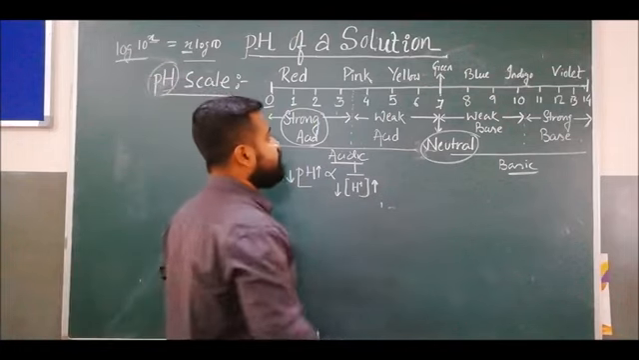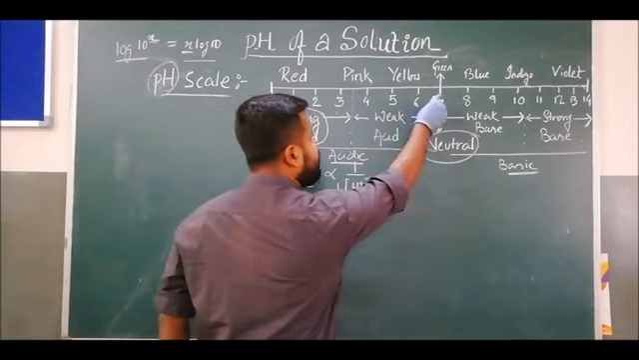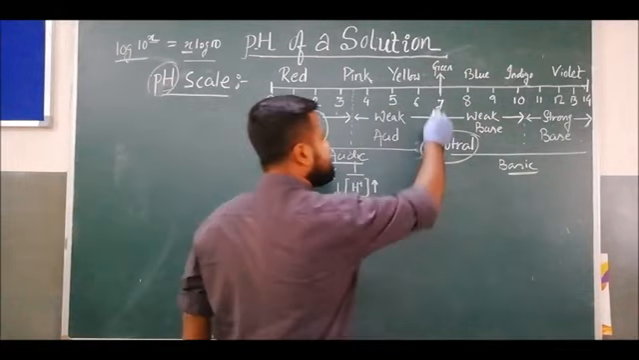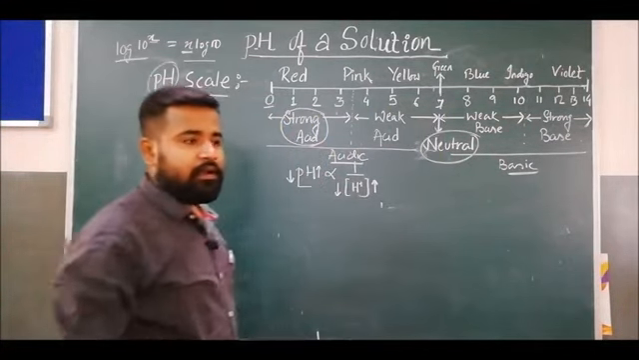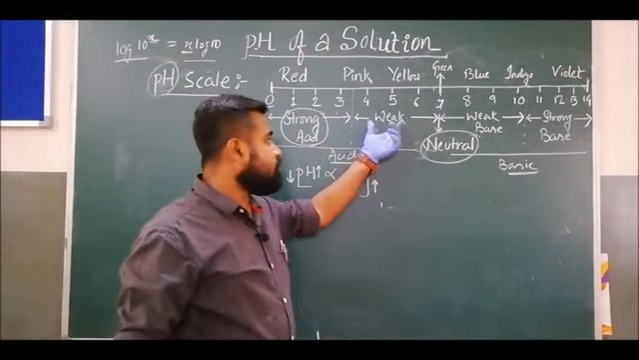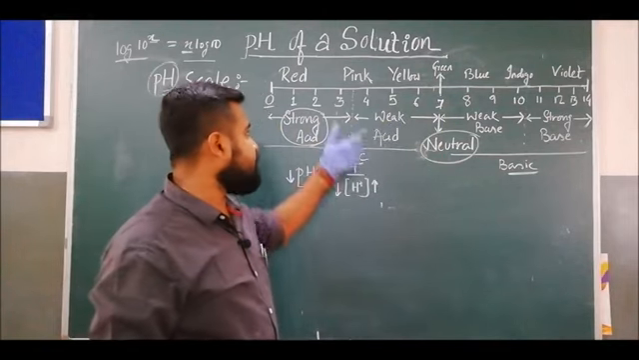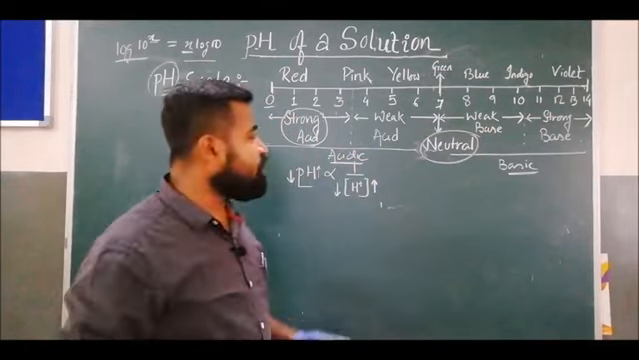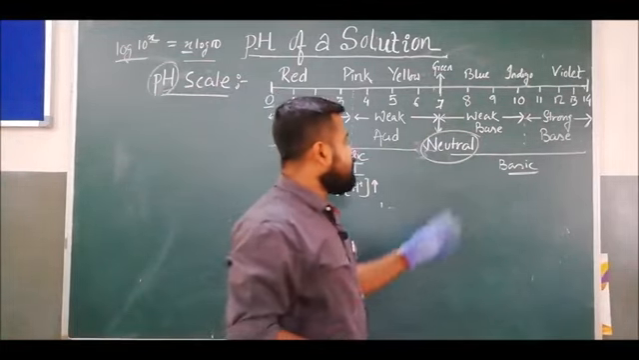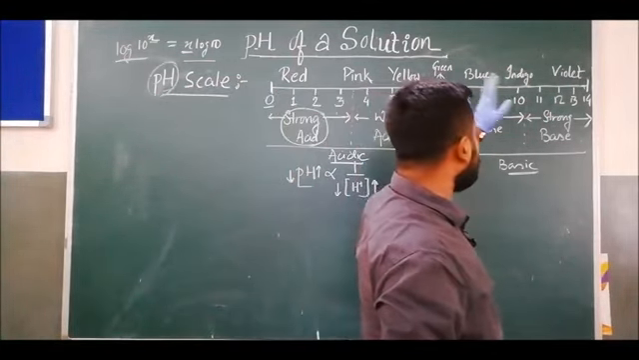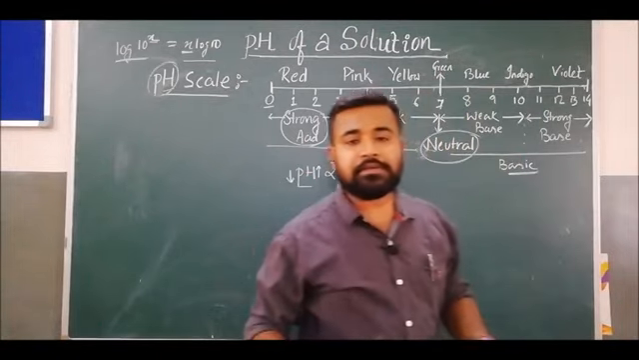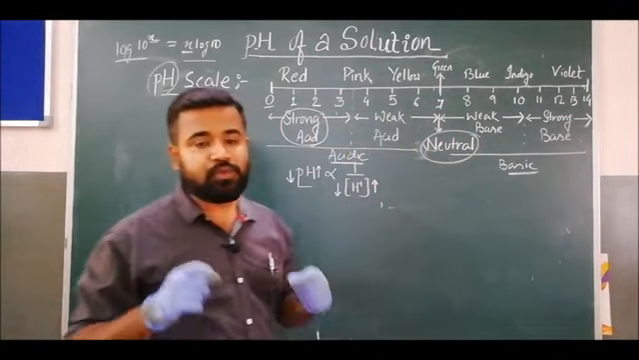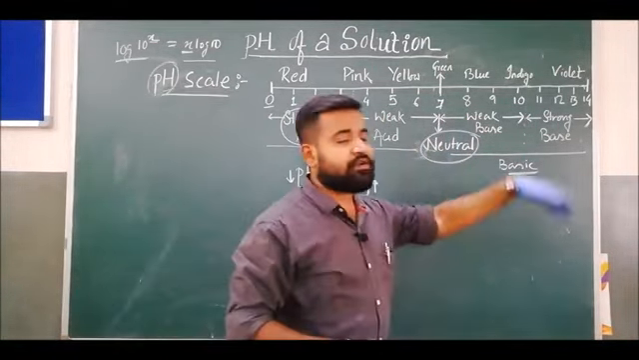Clear? Similarly, from 3.5 to less than 7, or we can say 6.9, is the weak acid. Similarly, 7.1 to 10.5 is weak bases. And above 10.5 up to 14, it is the strong bases.